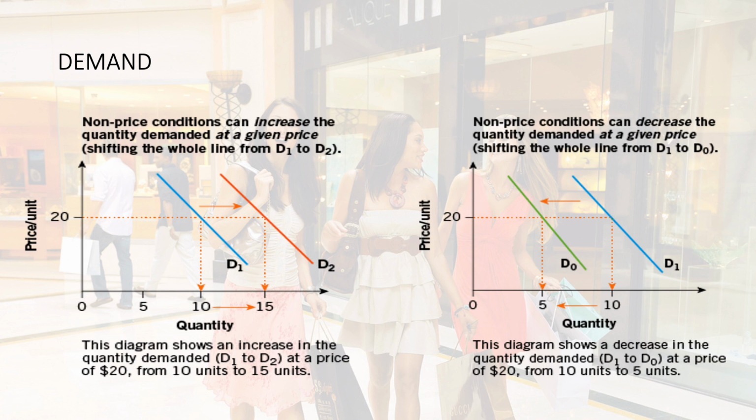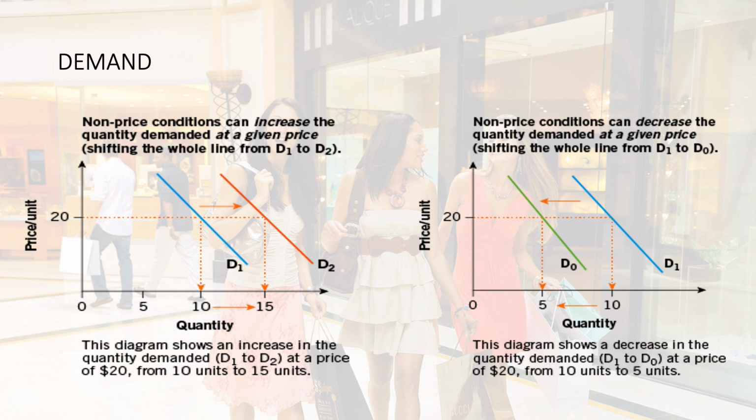So let's have a look at the slides and just see how it would actually work in reality. We've got demand graphs on this slide. And the first one is talking about non-price conditions, which can increase the quantity demanded at a given price. And what happens when we have demand conditions which are not price related? They actually end up being what we call a shift in demand. And the entire demand curve in this situation has actually shifted to the right. It's gone from demand line 1 to demand line 2.